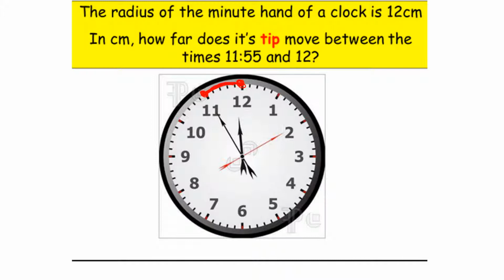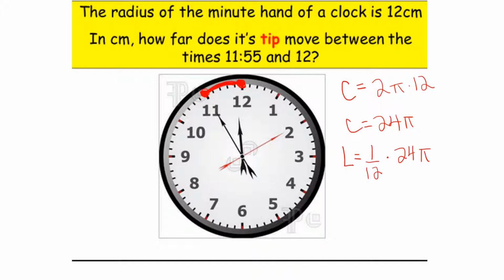We were told that the radius was 12 centimeters. So the circumference of the entire clock is going to be 2 pi times 12, right? Our radius. So our circumference is 24 pi. We also know from 11 to 12 is a 1/12 section of the entire circumference. So the length, I'm just going to use L, is 1/12 times the entire circumference of our circle. And that's going to be 2 pi, or as a decimal, approximately 6.28 centimeters. So that is kind of a generalization of where we're going to be coming up with these formulas.